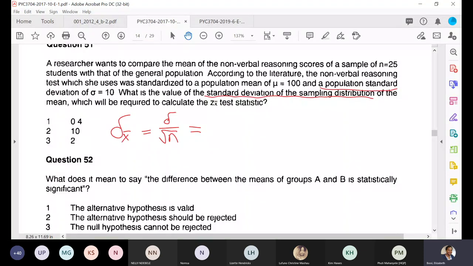What is our population standard deviation? It's 10. What is our n? Square root of 25. Calculate and tell me what is the answer. 2. Should be 2, which is option 3. And I see that in this question paper, the standard error is being asked 3 times now.